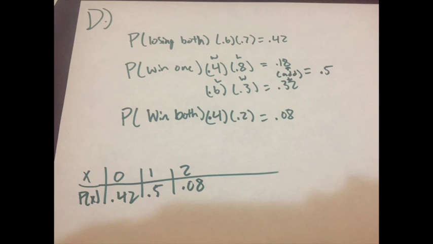Part D, let random variable X be the number of games you win. Construct the probability model for X. So the probability of losing both is 0.6 times 0.7, which is equal to 0.42. The probability you win one and then lose one is 0.4 times 0.8, which is equal to 0.32, and then 0.6 times 0.3, which is equal to 0.18, and then you would add those probabilities, and that equals 0.5. And then the probability you win both is 0.4 times 0.2, which is equal to 0.08. And so at the bottom, I show the chart, and there you go.